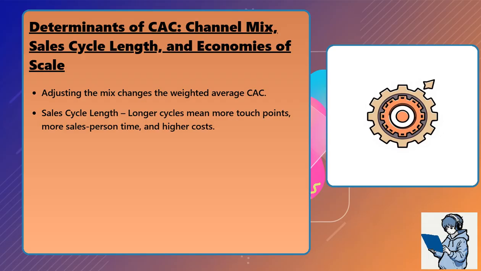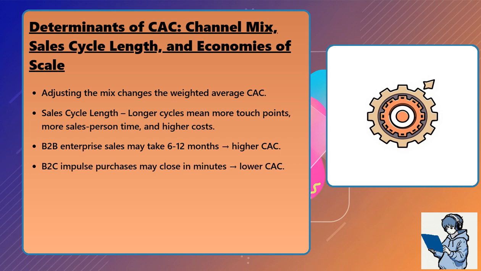Sales cycle length: longer cycles mean more touch points, more salesperson time, and higher costs. B2B enterprise sales may take 6 to 12 months, leading to higher CAC. B2C impulse purchases may close in minutes, leading to lower CAC.